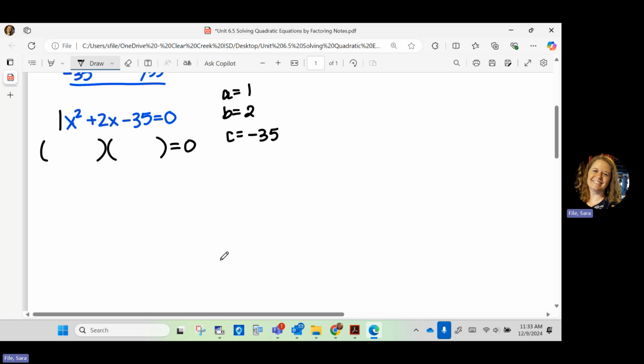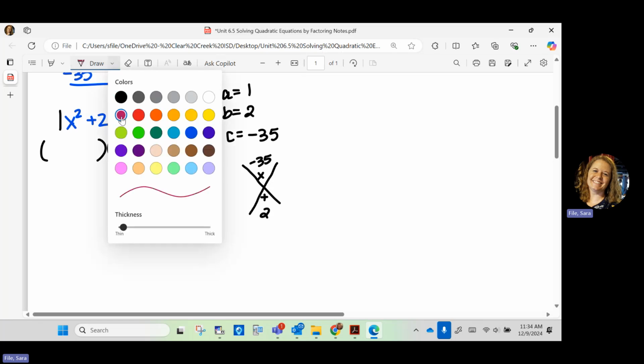So remember, when your a value is 1, you've got a quadratic trinomial. You can set up the x method or box if you want, and you're asking yourself what multiplies to negative 35 but adds to 2. Okay, it's what multiplies to your c value but adds to your b value. You can make a list of the factors if you need to.